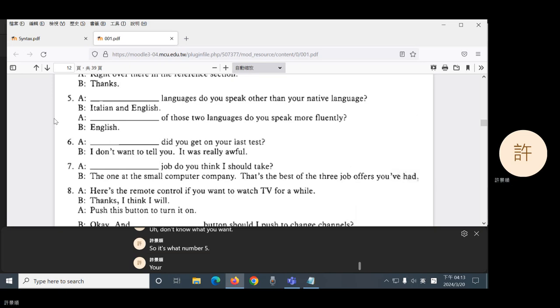Yes, number five. Is it which or what? I think this one is what. There are no choices of language, right? The next one is which, right? Because which of those two? So there's a choice. But the first one, there's no choice, so it should be what. Okay, so the next one is which, because it gives you two choices.